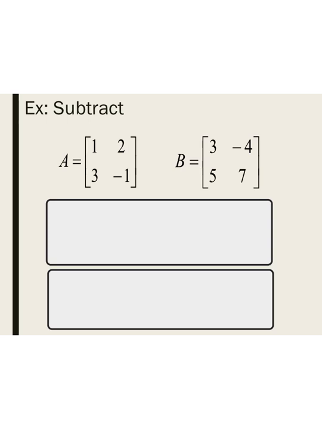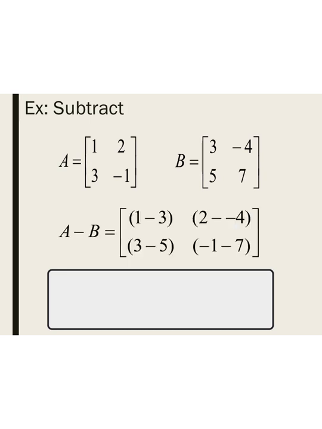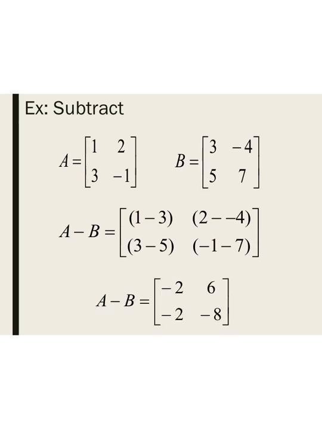For our next example, we're going to go ahead and subtract. We're going to do A minus B. Very similar process as the last example. We're going to be subtracting things in the same spot. So instead of doing 1 plus 3, I'm going to do 1 minus 3. And we can see that instead of 2 plus a -4, I did 2 minus a -4. And same thing with my second row. I did 3 minus 5, and then -1 minus a -7. And we end up with our final answer of -2, 6, -2, and -8.